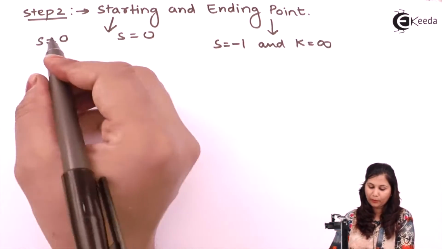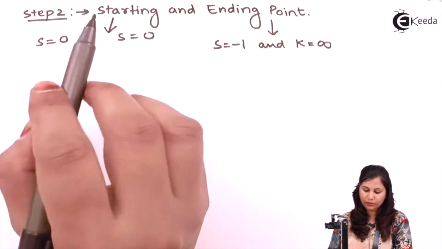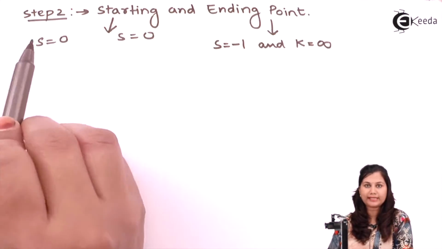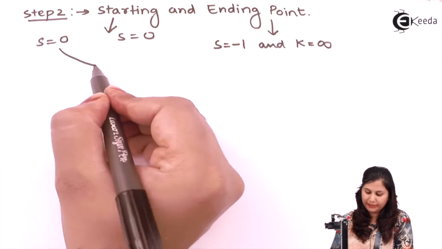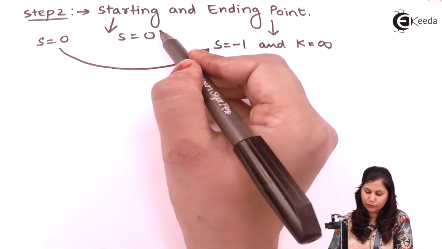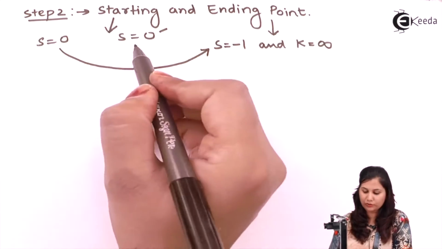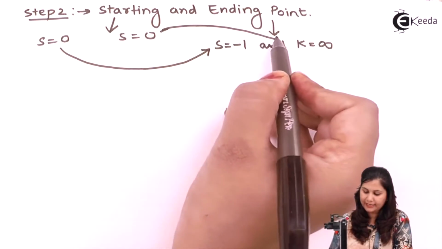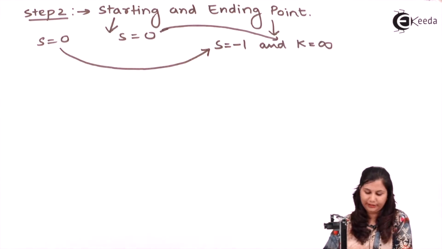One branch of the root locus will start from the pole s = 0 and terminate at s = -1, and another branch of the root locus will start from s = 0 and terminate at k = infinity.